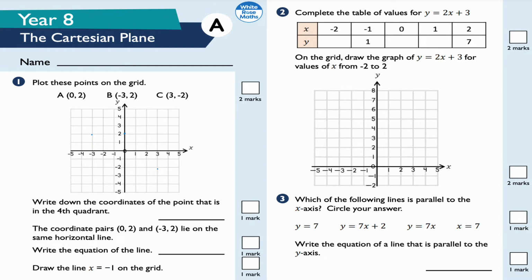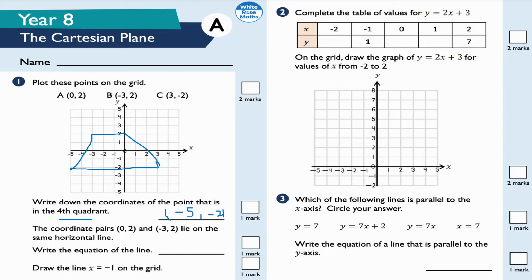Write down the coordinates of the point that is in the 4th quadrant. Well, if I just join it up here, it's going to be here, isn't it? So it's going to be like a trapezium, essentially. So it's going to be (-5, -2). So it's a trapezium, guys, if you're interested.